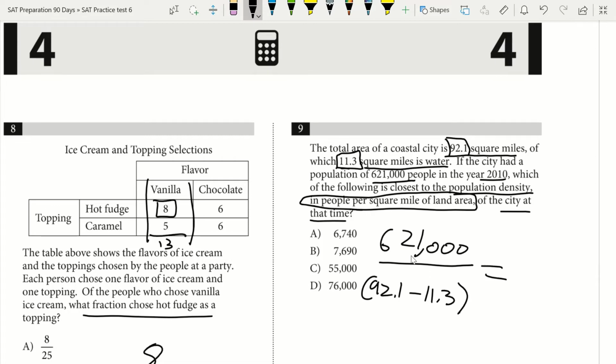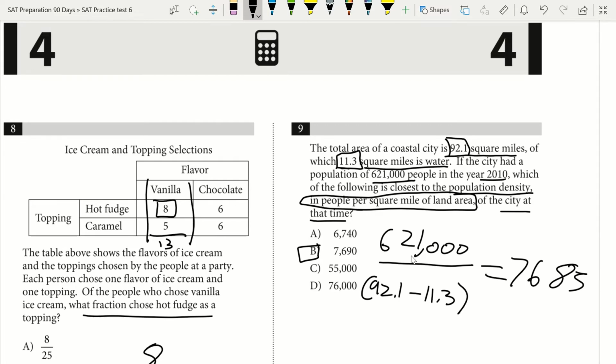Okay, so let's go ahead and do that. Put it in our calculator. So 621,000 all divided by 92.1 minus 11.3. Okay, when we do that, let me just quickly re-put that in my calculator. Okay, that's going to give us 7,685, which we know is going to be just about 7,690. So our answer for number 9 there is going to be B.